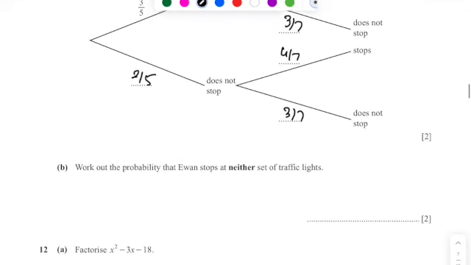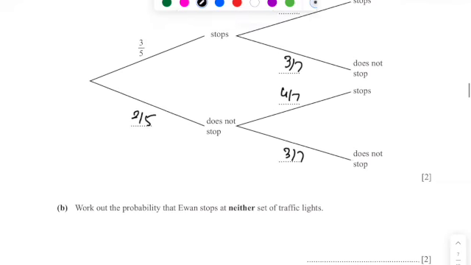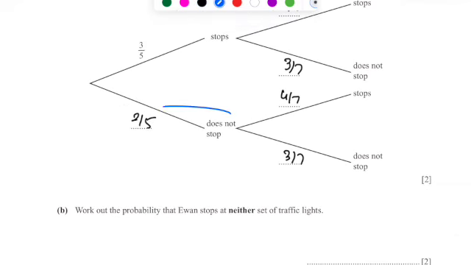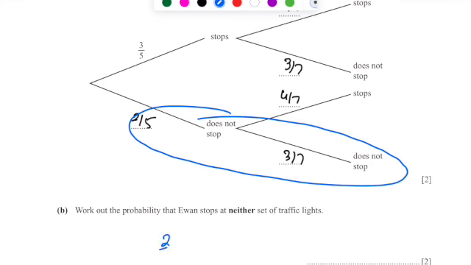Then work out the probability that he stops at neither of the traffic lights. So he should not stop at the first one and not stop at the second one. 2 upon 5 times 3 upon 7, which is 6 upon 35.